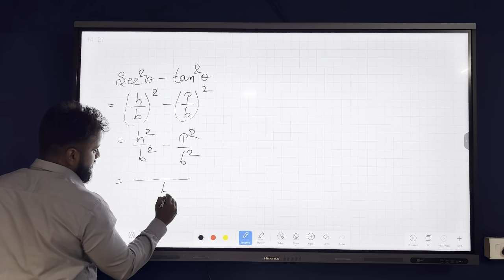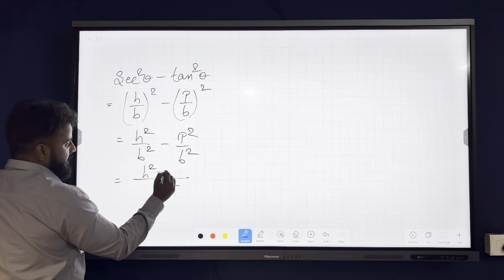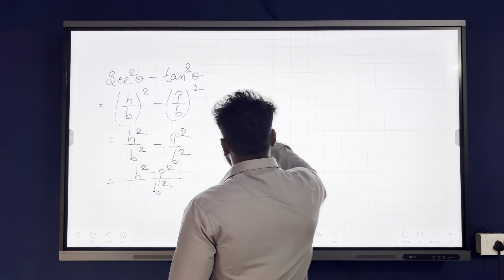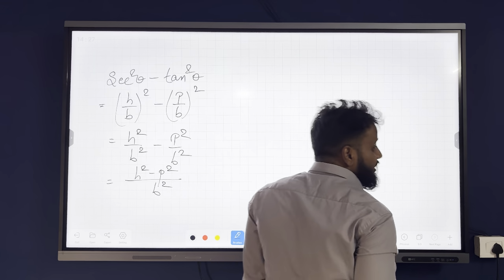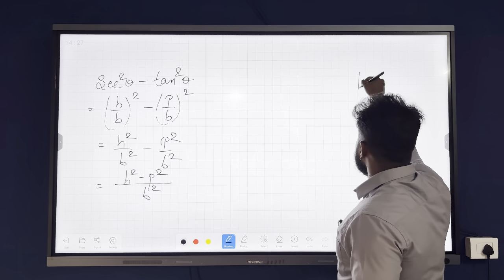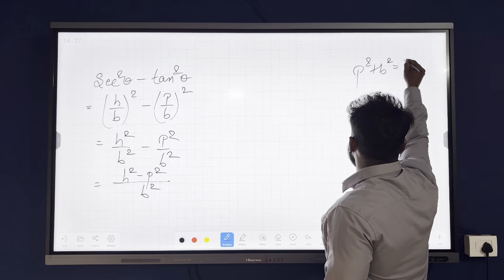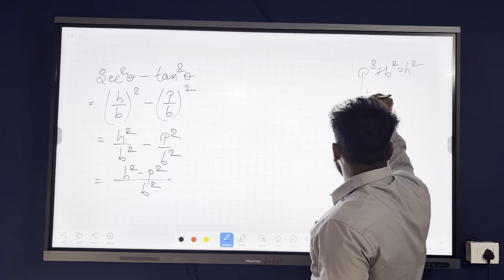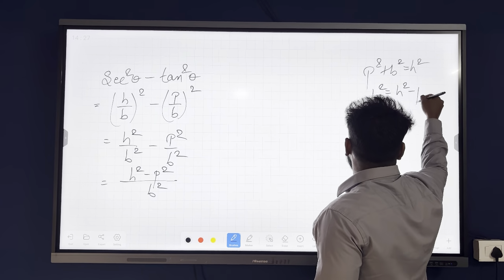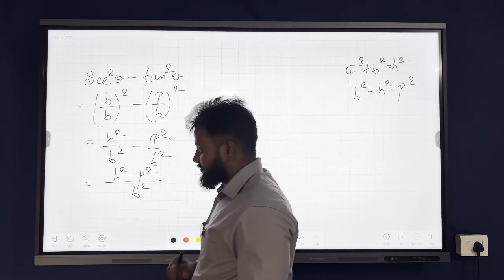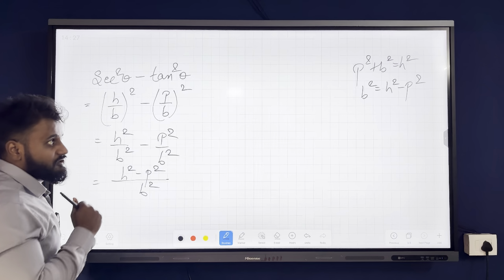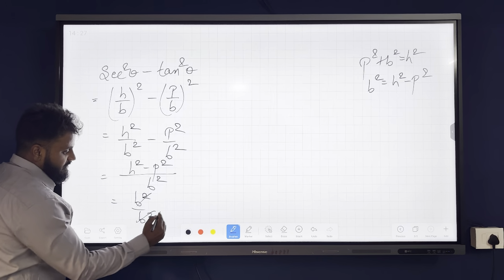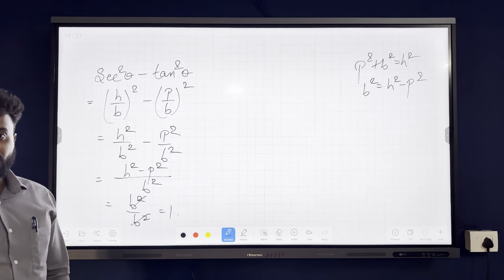Since we have the same denominator, that is b square, here we are going to write h square minus p square. As we know, in a right angle triangle we use the Pythagoras theorem, that is p square plus b square is equal to h square. From here we can write b square is equal to h square minus p square. Now h square minus p square is equal to b square, as we had proved, then we can write b square by b square. This cancels out, and we have got the value equal to 1.